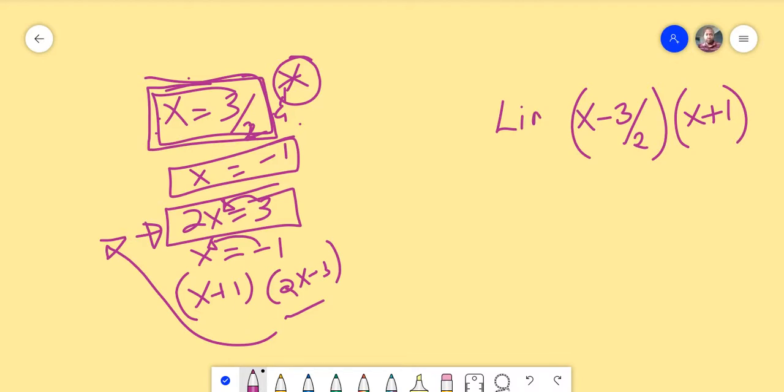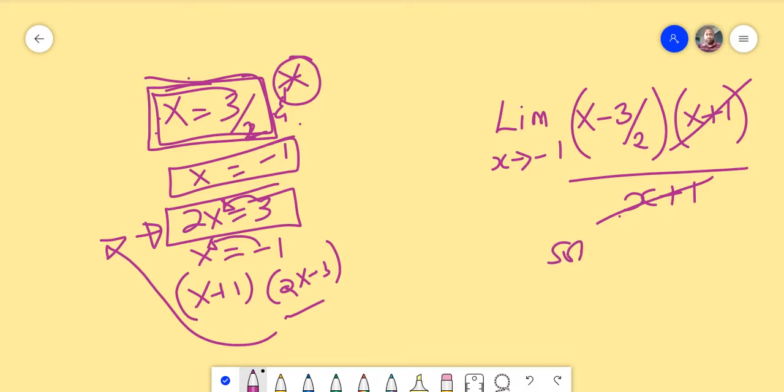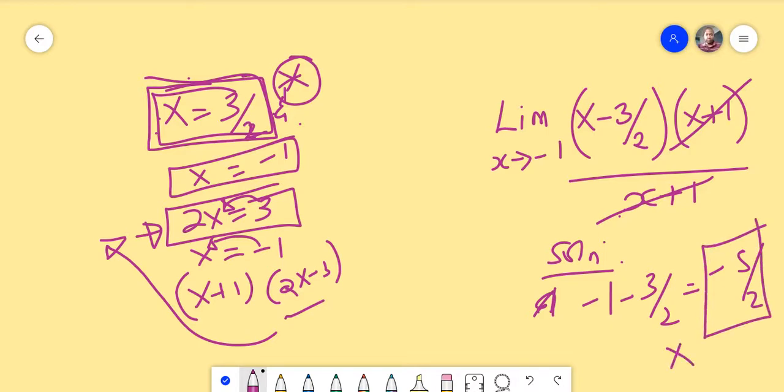So you're going to have the limit as x approaches minus 1, and then down here you're going to have x plus 1, then this will cancel this one. And then the solution you're going to obtain here is minus 1 minus 3/2, which will give you minus 5/2, which now is wrong. Okay, this solution is wrong.